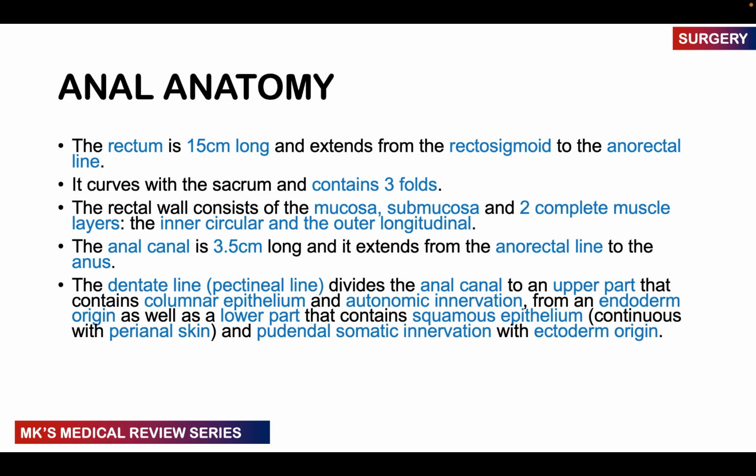You also have a special line that's known as the dentate line, or you can refer to this as the pectinate line. This is what divides the anal canal into an upper part, which consists of columnar epithelium and autonomic innervation. This is very important to remember because of the different types of pain that can arise when someone has anal pathologies. This region is derived from the endoderm.